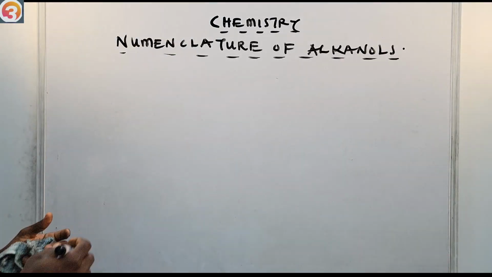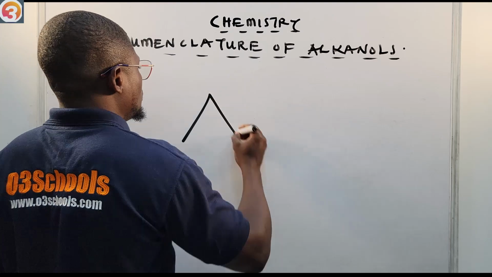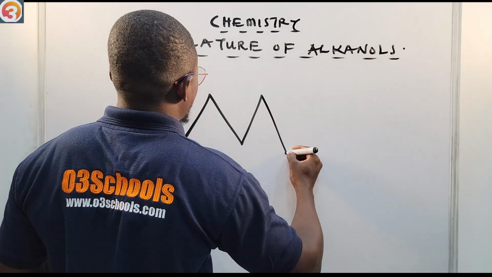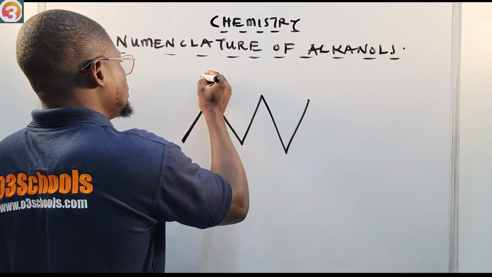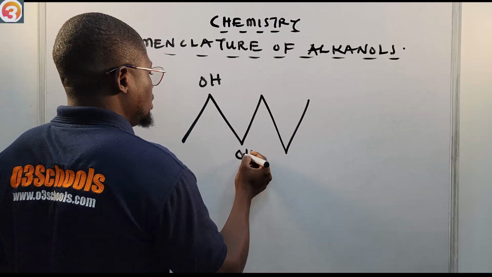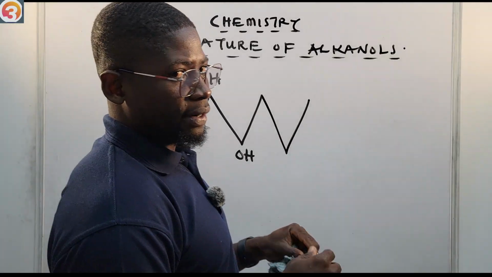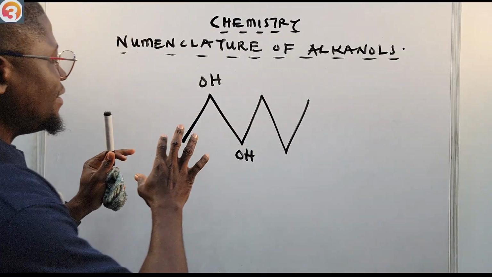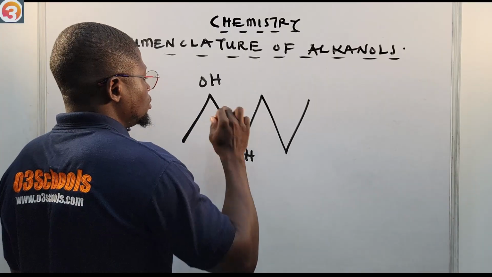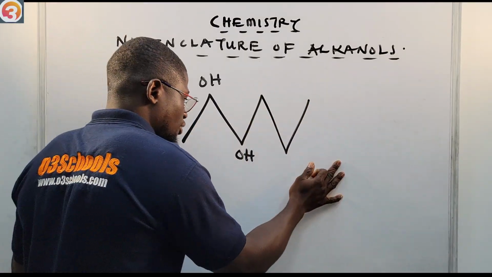Let us use stick form to represent this. Let's say we have this, 1, 2, 3, 4, 5, 6, and then let's say we have OH here, and OH here. So now, if you want to name this compound, remember our stick form. We have dealt a lot with stick form, so that becomes very easy for us. How many carbon atoms do we have in this parent chain? 1, 2, 3, 4, 5, 6, because every end and every bend is a carbon atom.